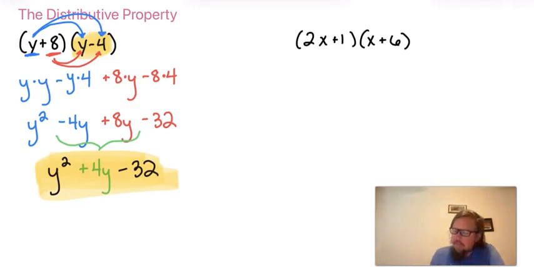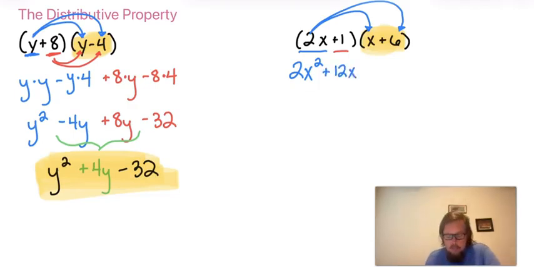Let's do one more. So our set of parentheses here, we're going to treat like it's x plus 6. And in front of the parentheses, we have a 2x and we have a positive 1. So we do 2x times x, which is 2x squared. And then we do 2x times 6, which is a positive 12x. So now our first term has been distributed.